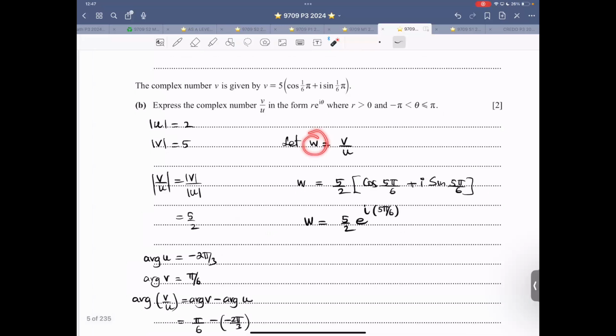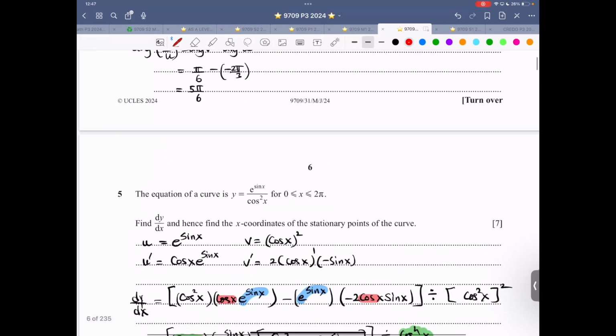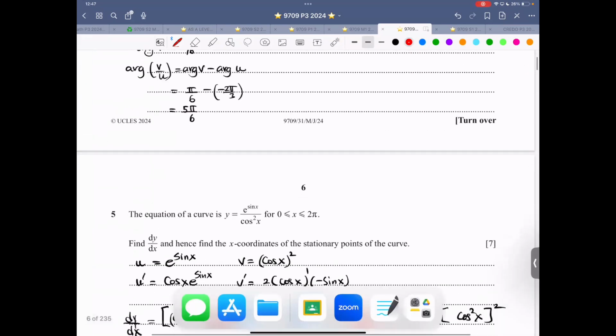Therefore, I have introduced a new variable. Let w be written as v over u. First of all, I wrote it in the polar form, and then I converted it into the exponential form. So first the polar or trig form, and then based upon that, I convert it into the exponential form. So that's how this question is done. Now try out question number 5.